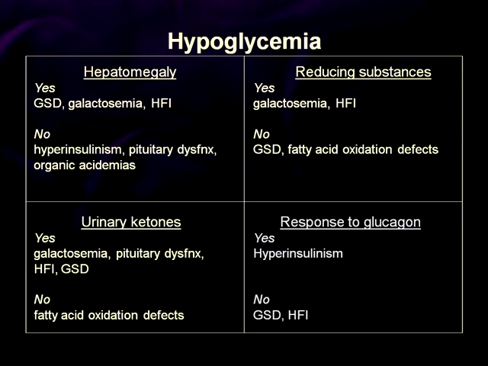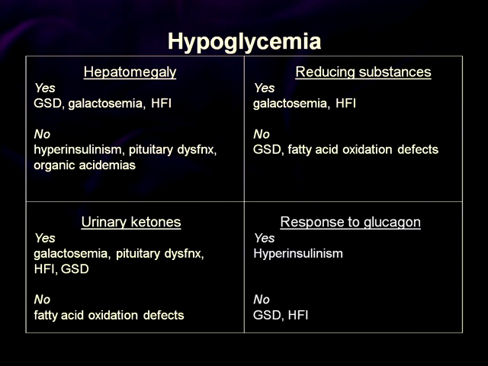And freaked out. Okay. Big liver: GSD, galactosemia, hereditary fructose intolerance, anything that injures your liver. Too much insulin, pituitary problems. Organic acidemia is not a big liver. If you've got reducing substances, you've got galactosemia or HFI. If you don't, you have a glycogen storage problem. You can't even get your sugar back out to spill into your urine. And fatty acid oxidation defects.